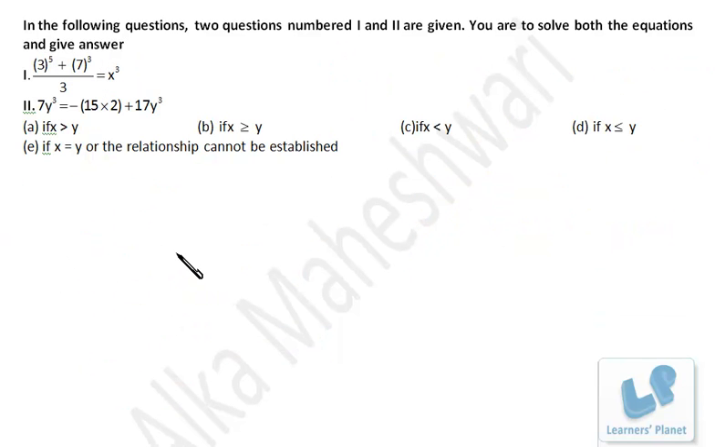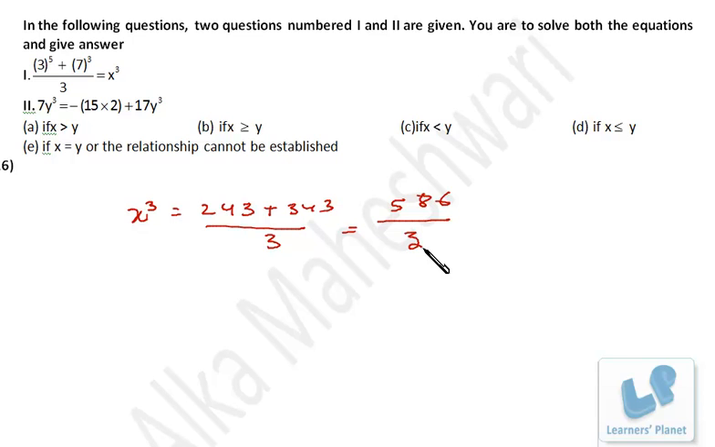Now friends, I have this question. The statement 1: 3 raised to 5 plus 7 cubed by 3. So what's 3 raised to 5? I just calculate the value of x cubed. That's 3 raised to 5 is 243, plus 7 cubed is 343, and this is by 3. So it's 685. So it's 586 by 3, the value of x cube, right?